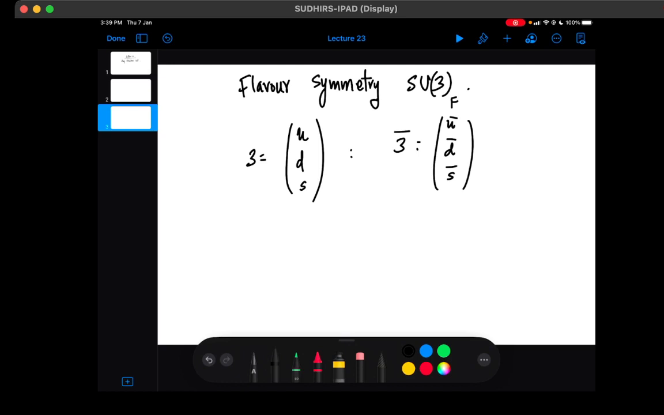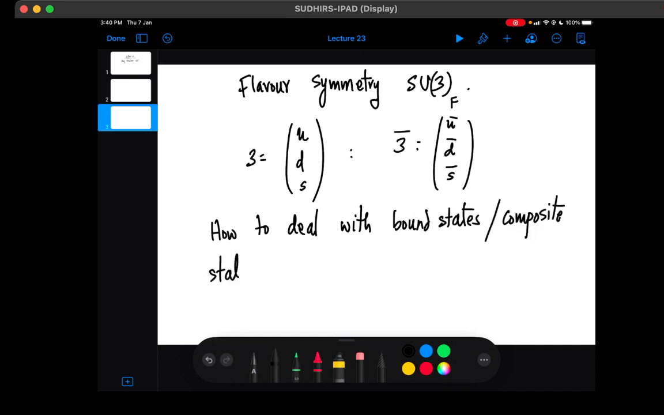The color symmetry is another symmetry of SU3 with three colors, but we will come to that in a later section. At low energies, the quarks are not free particles. They combine and form bound states, and the physical states are essentially these bound states, and one has to deal with them. How do you deal with bound or composite states in quantum field theory? How do you understand their interactions? How do these bound states form?